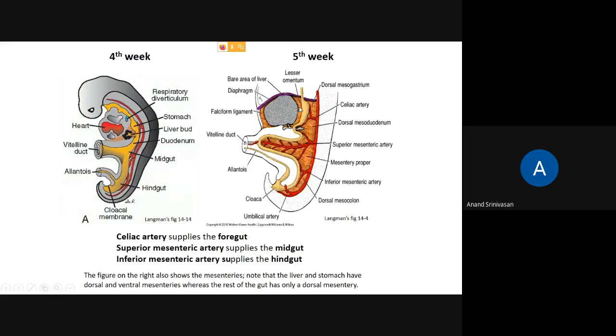Okay, so this one is a ventral mesentery. Just remember this. In the next slide, we will see what happens.